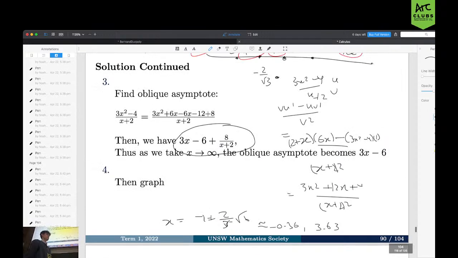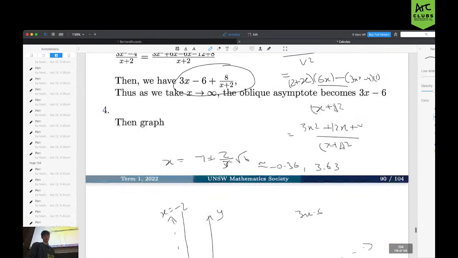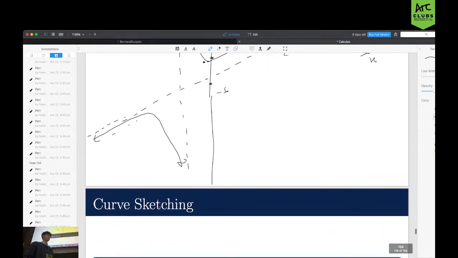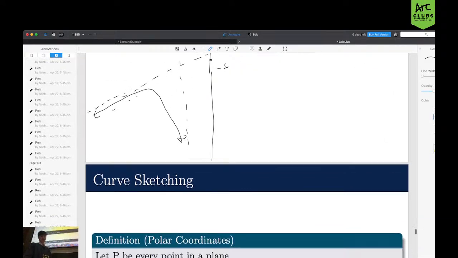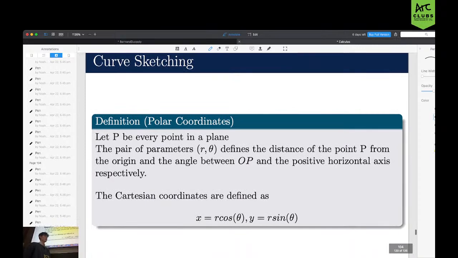So those are the techniques involved. So that's it for my components. I'm going to hand it over to Noah now, who'll go through the rest of calculus with you, so everything from polar coordinates up to integration. All right, thanks everyone. I think we'll take a break then.